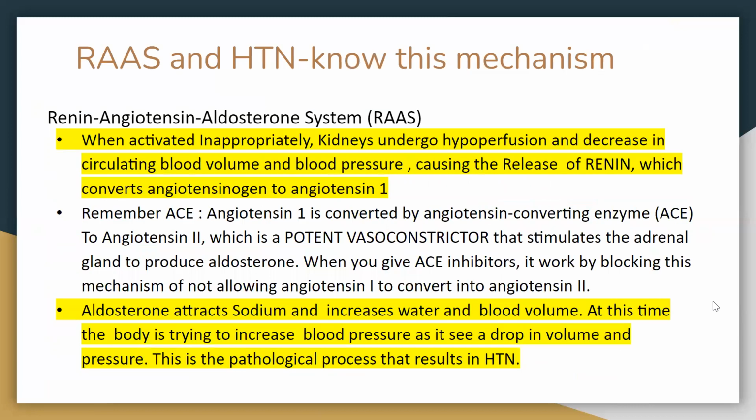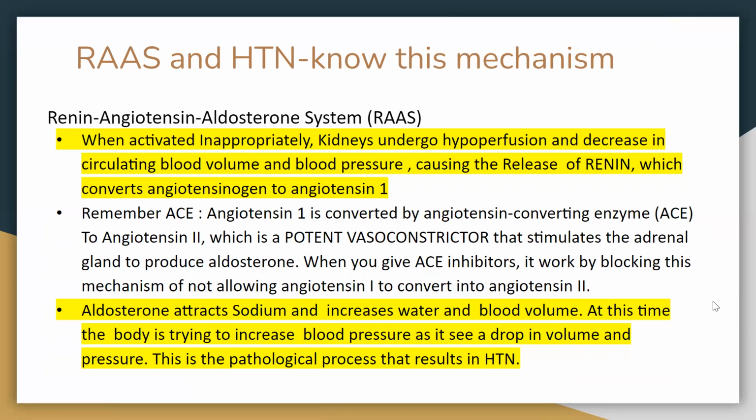And here's the RAS and hypertension connection. I brought this up again from cardiovascular disorders. You have to know the pathophysiology. When RAS is activated inappropriately, kidneys will undergo hypoperfusion. That means low blood volume and low blood pressure. Hypoperfusion means hypotension. This releases renin, which is the enzyme that converts angiotensinogen to angiotensin 1. Remember, we give ACE inhibitors to patients who have high blood pressure and they have kidney disease. We are protecting the kidney by giving this.